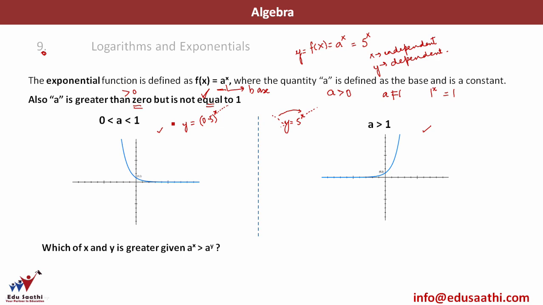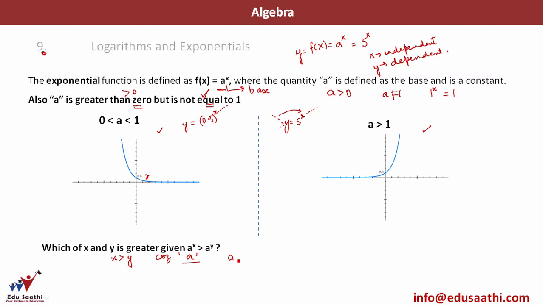Let's look at a question which we have. Which of x and y is greater, given that a^x is greater than a^y? So, what I'm given is a^x is greater than a^y. You have to tell me out of x and y which is greater. Now, just by looking at the question, I cannot say that x will be greater than y, because I don't know the value of the base.